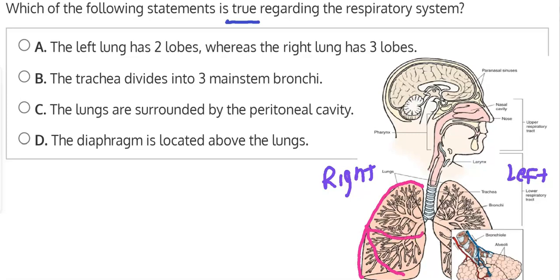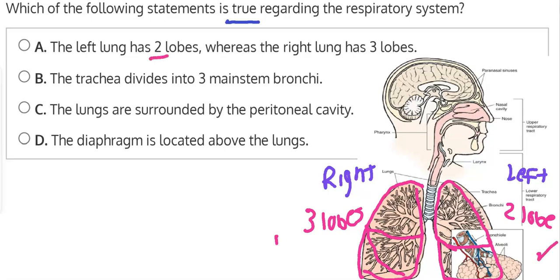So 1, 2, 3 on the right side, and then it's covered up there, but we know that this should be 1 lobe here, and then 1 lobe there. There are more lobes on the right side. There are 3 lobes here, and then 2 lobes on the left. So option A saying the left lung has 2 lobes. Yes. And 3 on the right. Yes, that is correct. So option A should be our correct choice.